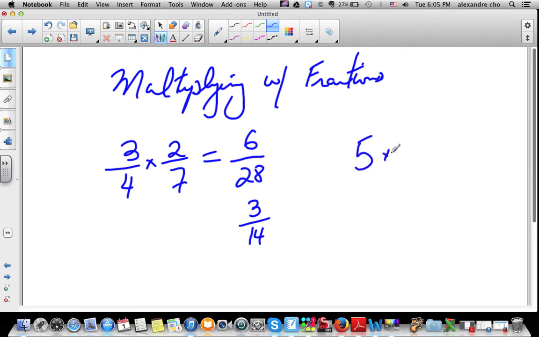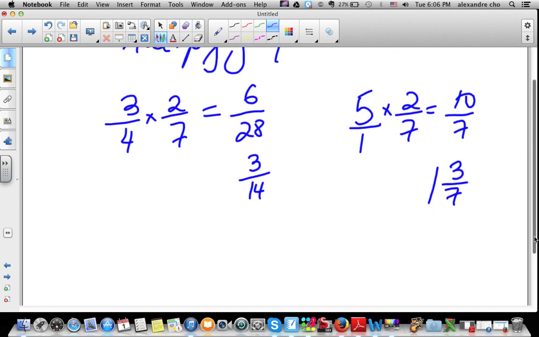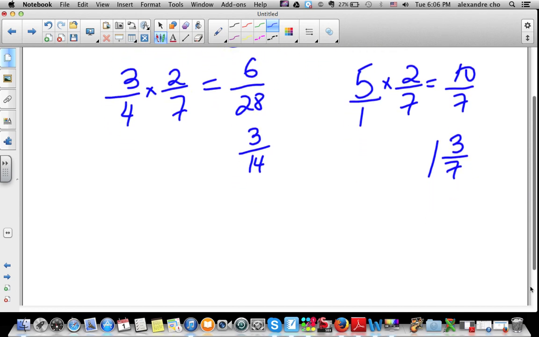Now let's say 5 times 2/7. Well, one's a whole number, the other one's a fraction. Okay, that's not that big of a deal. Just put the 5 over 1, makes it a fraction. And now you multiply. 5 times 2 is 10. 1 times 7 is 7. Don't leave it as an improper fraction, change it to a mixed number. So 7 goes into 10 one time. 3 left over 7.